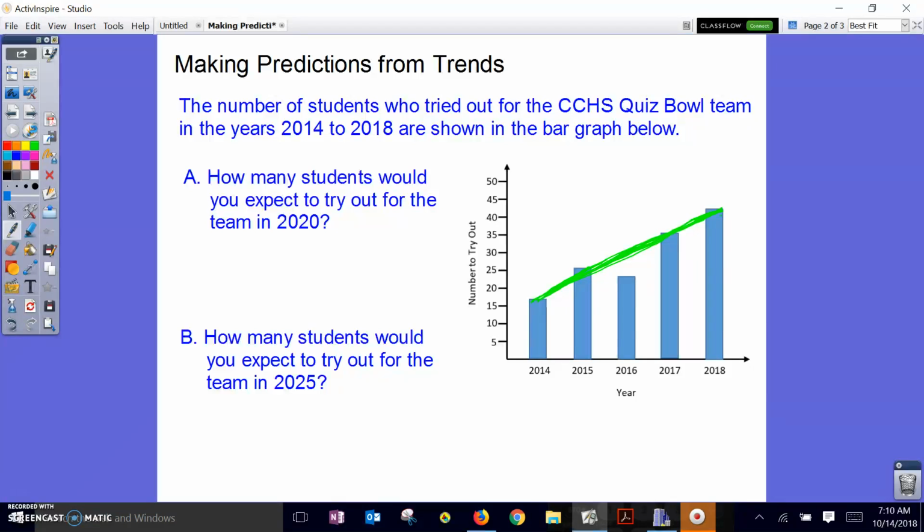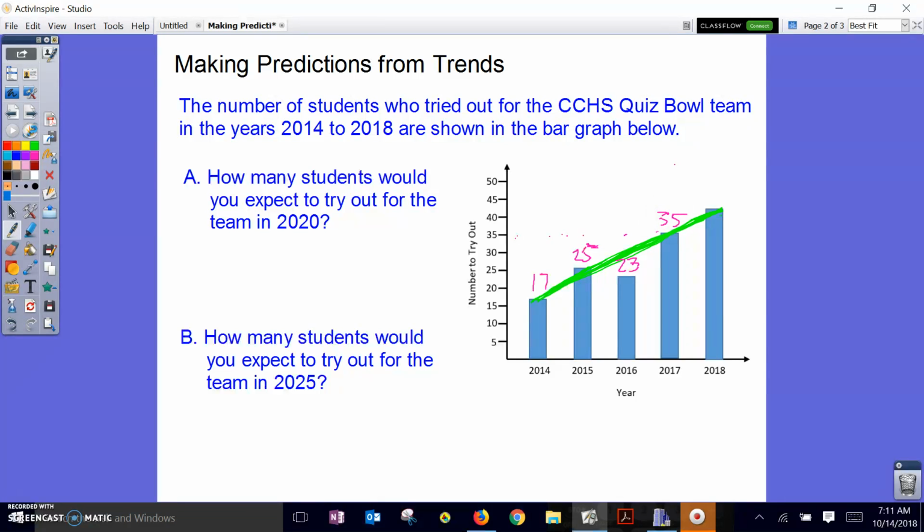And so what we're going to do is try and figure out how much that increase is by estimating where these bars fit on the graph and going from there to try to predict what's going on in the future. This first bar looks like it's at about, let's call that, it's either 16 or 17. We'll call that 17. Then the next year it looks like it's at about 25. And then the next year it looks like it drops down to about 23. And then the next year it looks like it grows to about 35.